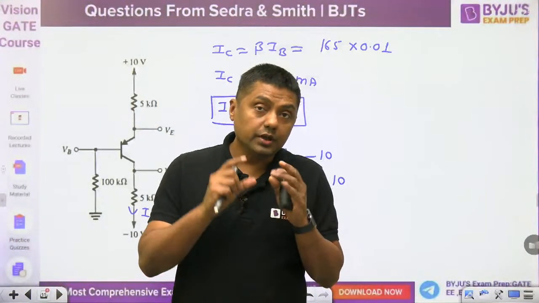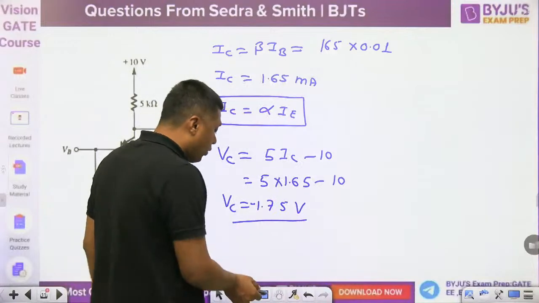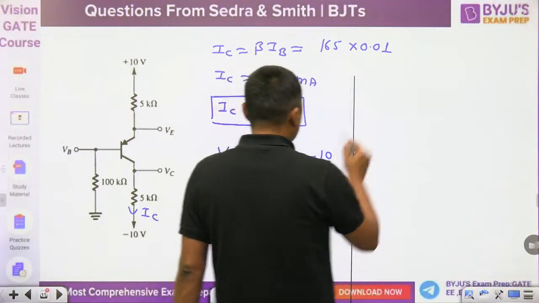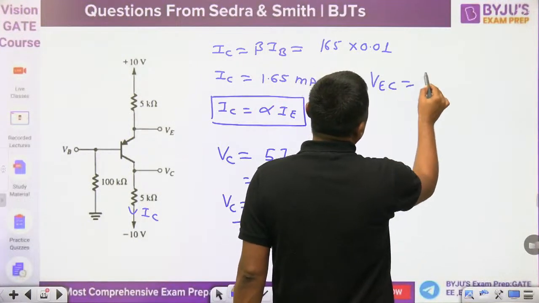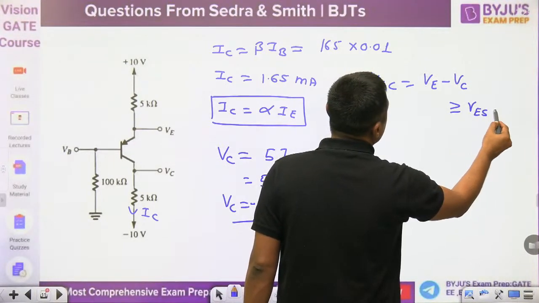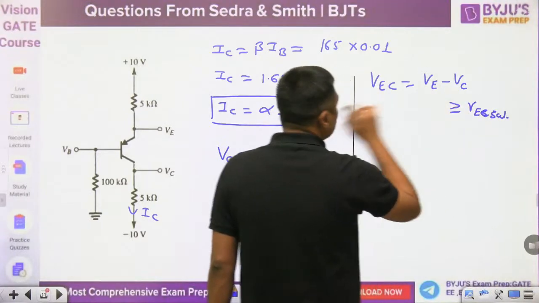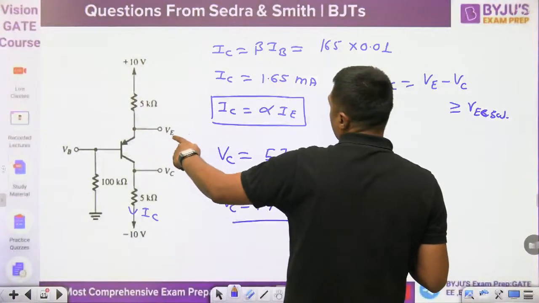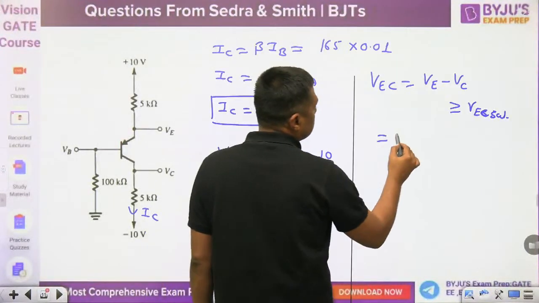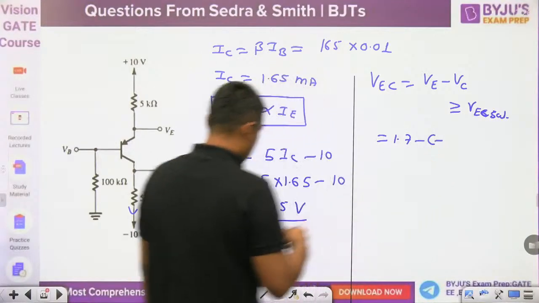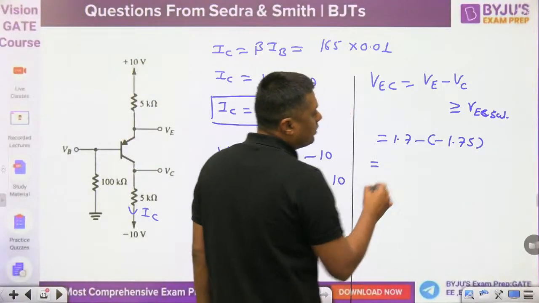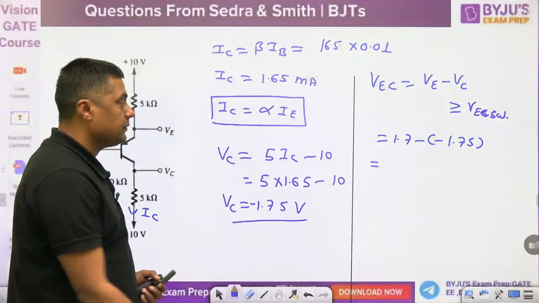Now in a PNP transistor you have to check what? VEC. VEC means VE minus VC, and that should be greater than or equal to VEC saturation. What is the VE? VE is given in the question as 1.7 minus of minus 1.75. Minus minus will become plus, and this will become 3.45, right?